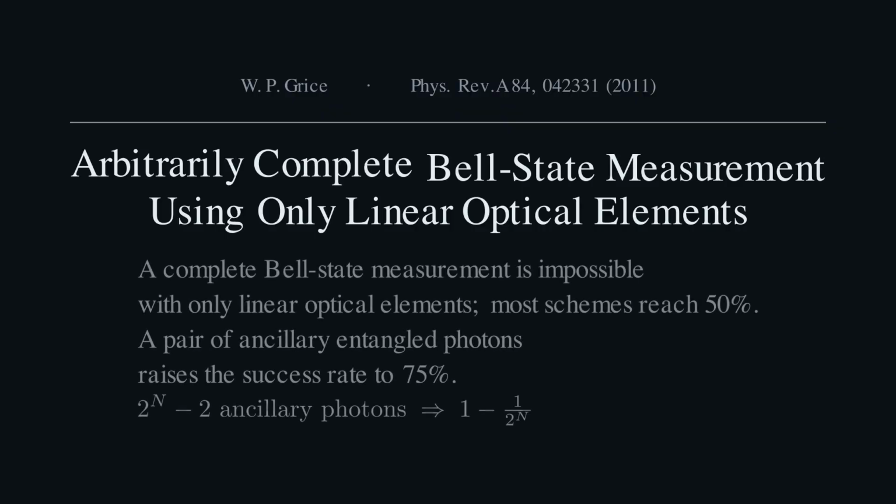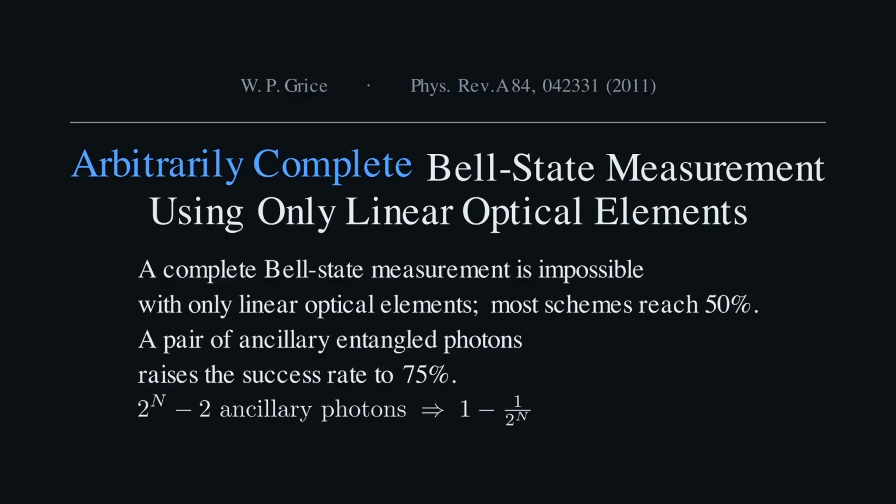So the abstract begins, a complete Bell state measurement is impossible with only linear optical elements. Most schemes reach 50%. A pair of ancillary entangled photons raises the success rate to 75%, and 2 to the n minus 2 ancillary photons raises it to 1 minus 1 over 2 to the n.